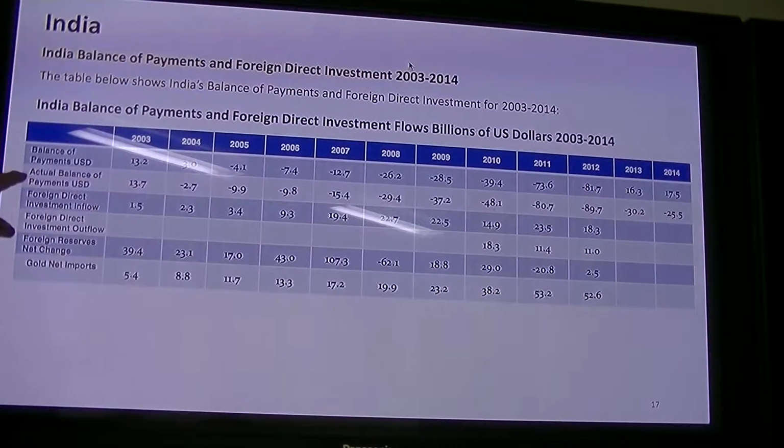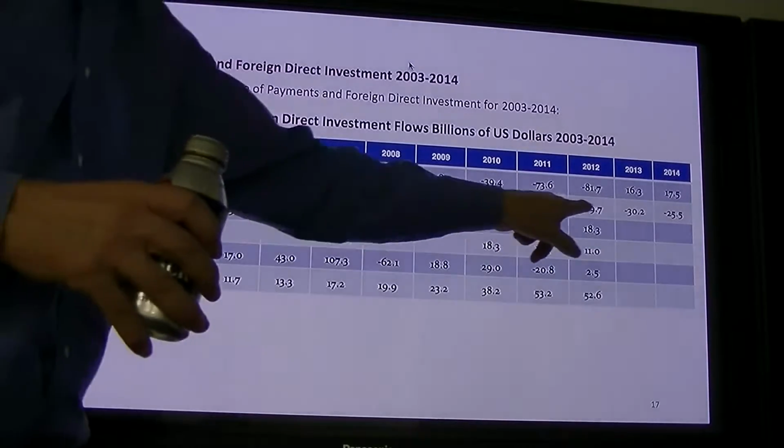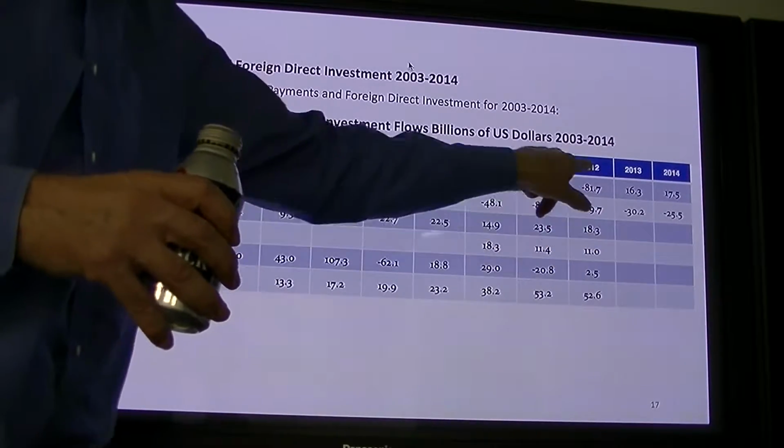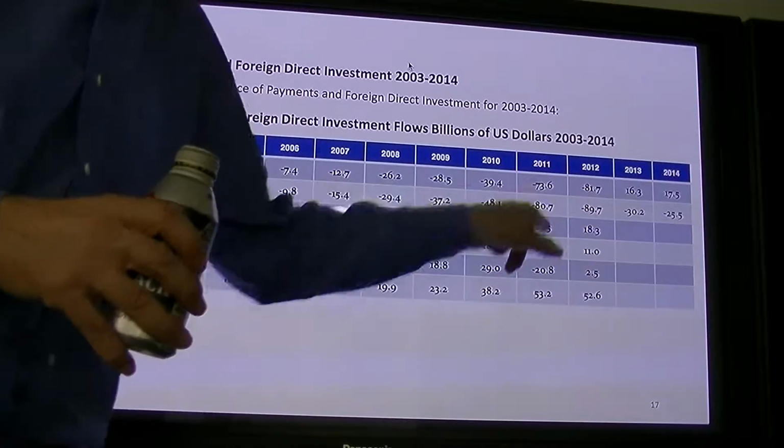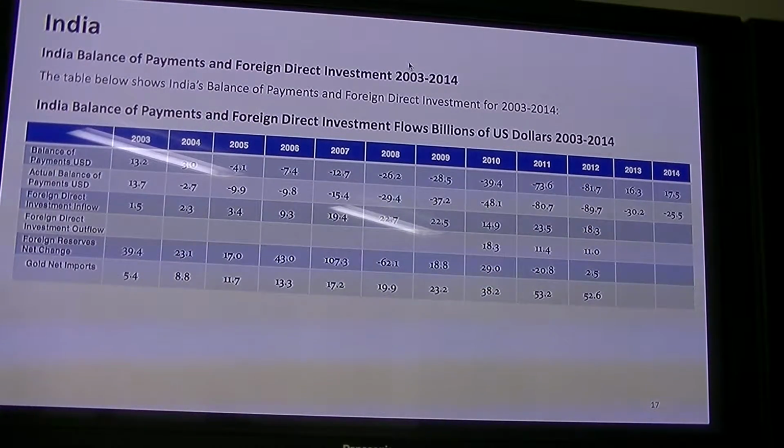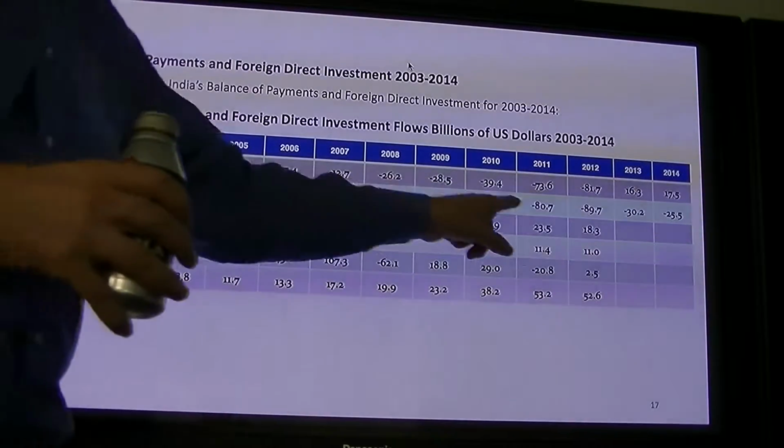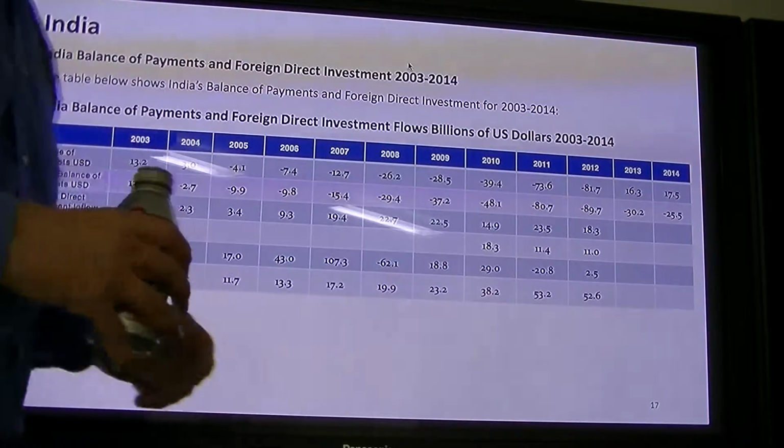There's a very large actual balance of payments. It's close to my figure. The figure that I calculate is only about $7-8 billion off. It's not that much. It's close enough. So this is a fairly large figure.